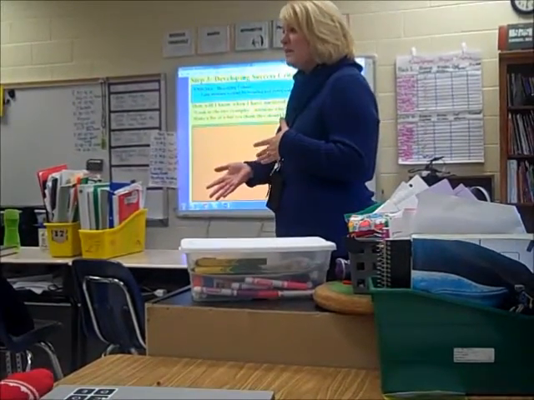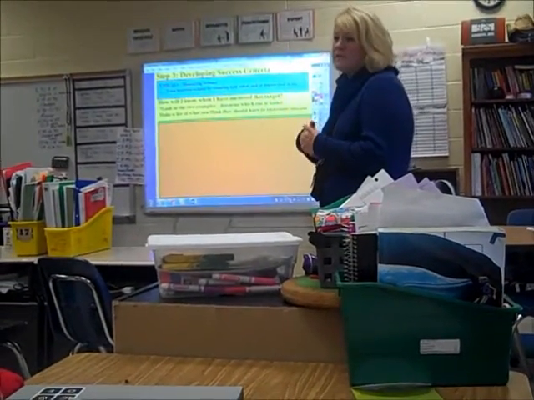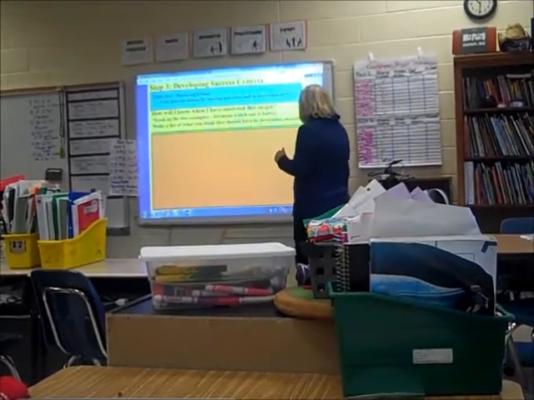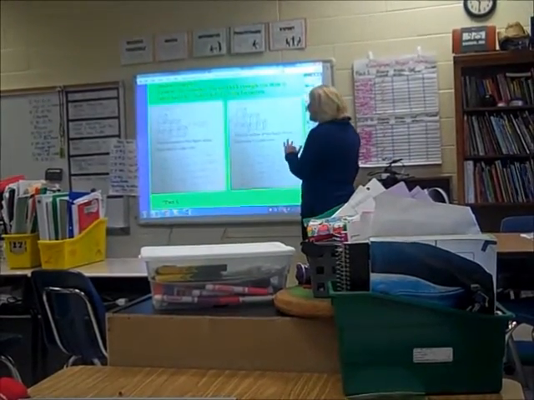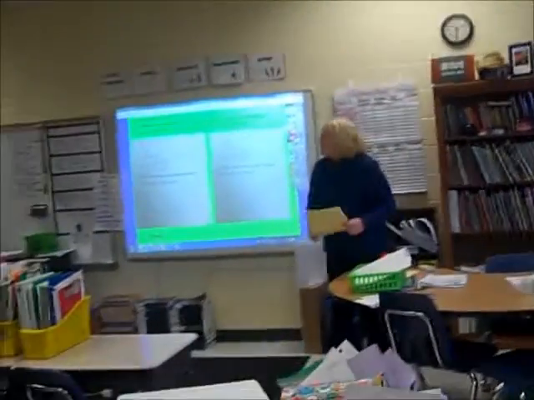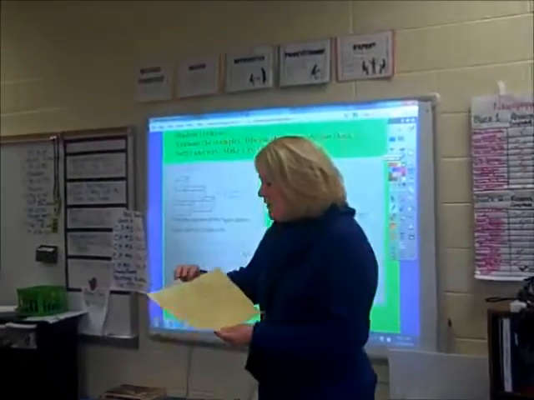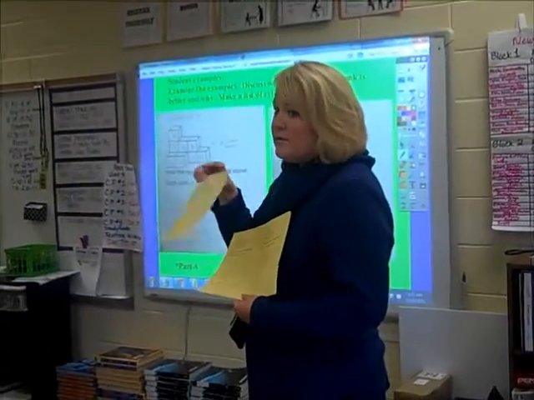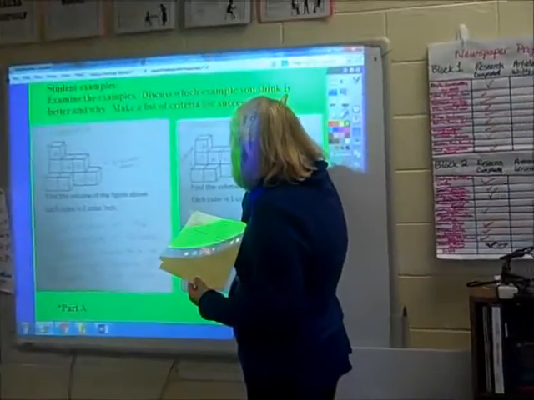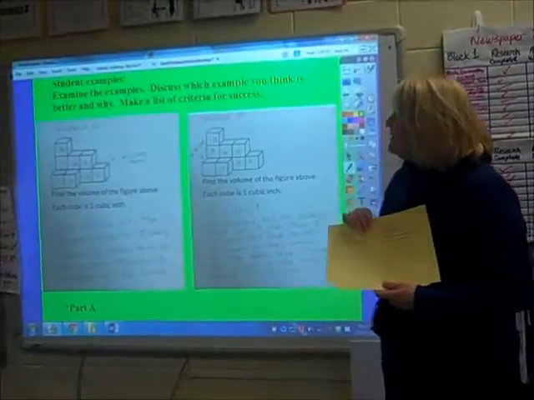Class for projects. This is a checklist. What do I need to have to show success in that? So I'm going to give your group, we're going to start with one example, or actually two examples of the same problem. You have student A and student B. You'll get a copy of this, you can write on it. Examine the examples and discuss which one you think is better and why, and then make a list of criteria for success.